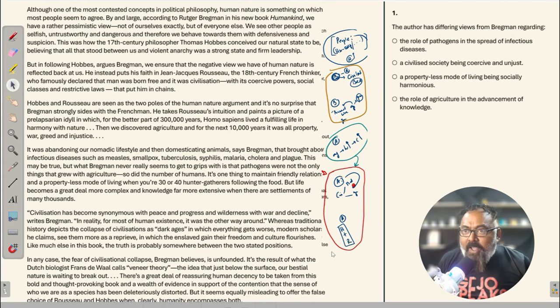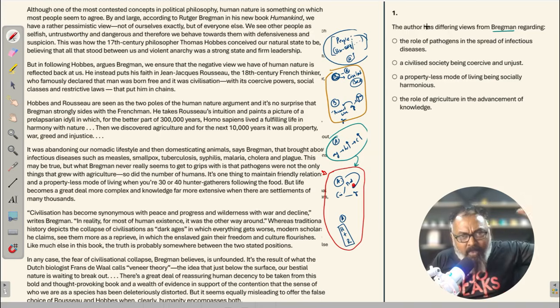The author has a differing view from Bregman regarding... Okay. Let's anticipate the answer. When we read a question, let's anticipate before looking at the options. We will deal with this when the options come. Let's anticipate.